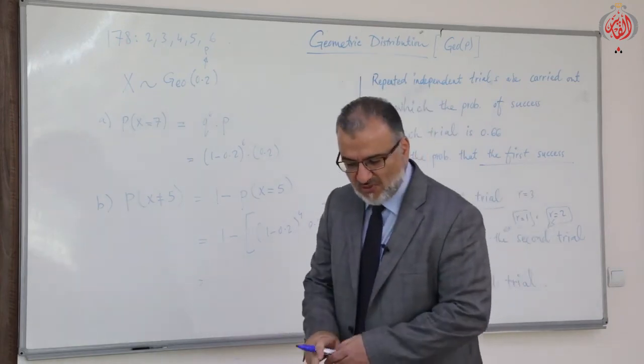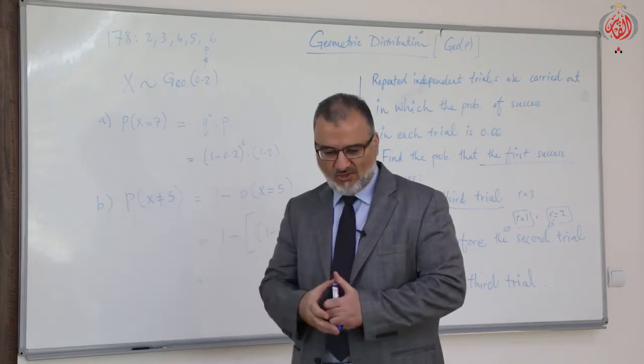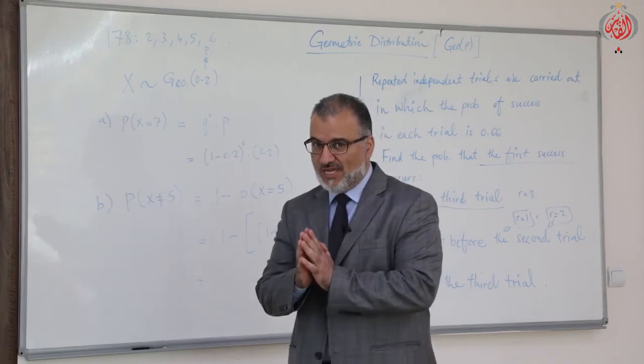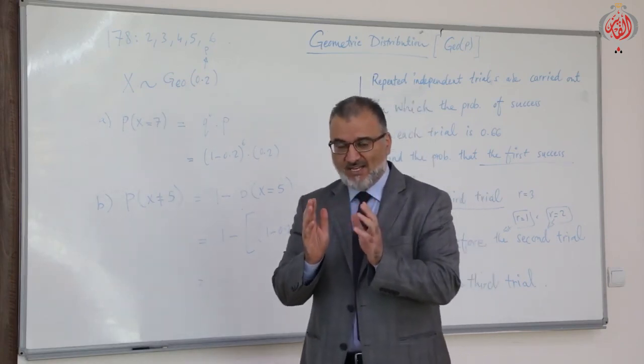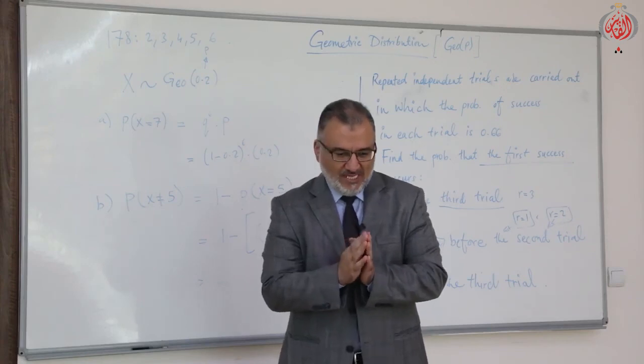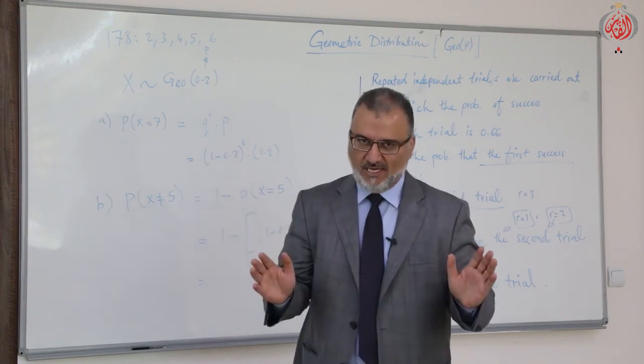Now, if we want to summarize what we discussed today: today we took the geometric distribution, and we said that simply the geometric distribution is the distribution which represents the number of failures until the first success appears.